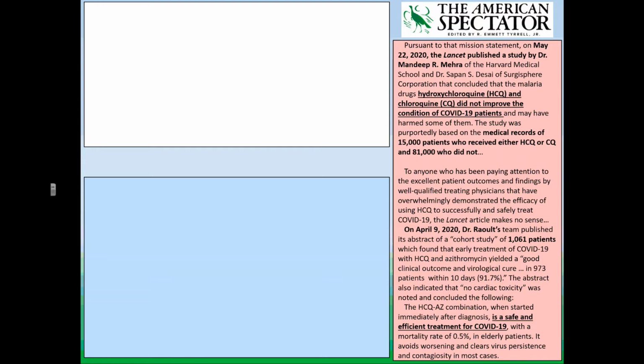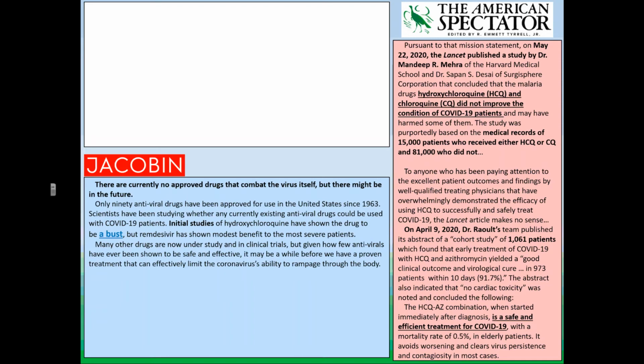Now, that is not only done by the Republicans. Democrats have their own issues. Let's take a look at the Jacobin. The Jacobin is a newspaper, very Democrat-oriented, and it talks about initial studies of hydroxychloroquine have shown the drug to be a bust. They don't even talk about the studies. They don't tell me where these clinical trials were, what patients they were, when it was done. They give no details whatsoever. They're just like, we've read the studies, just trust us.